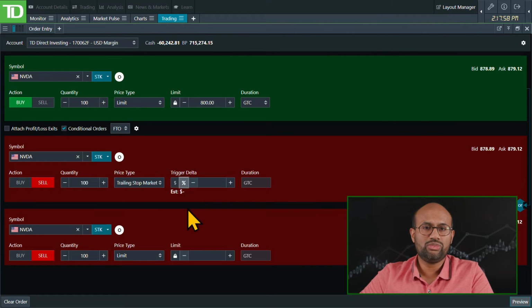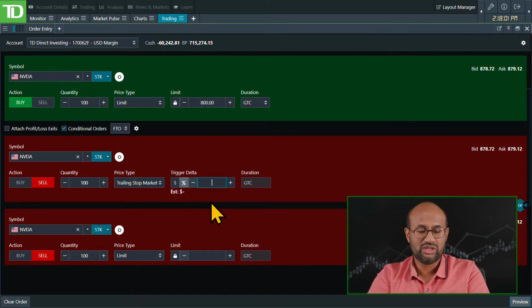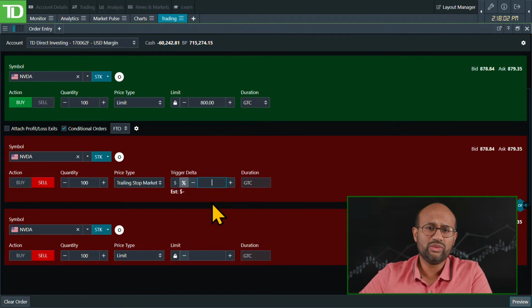So let's just say we're going to do a percentage, for example, and I'll demonstrate how it works. Let's say we're doing a 5% trail. So you'll see as soon as we put 5%, it gives us an estimate price at the moment over here of what we're looking to do. Now, this price is actually tied into the current market price that you're seeing right now.